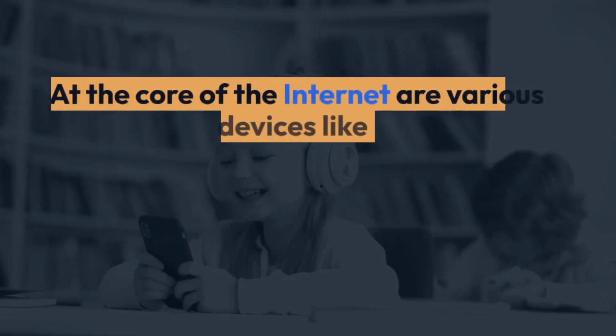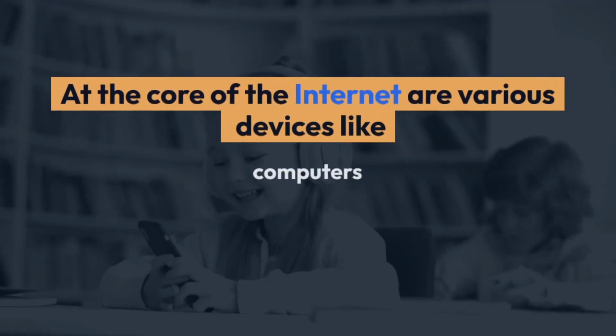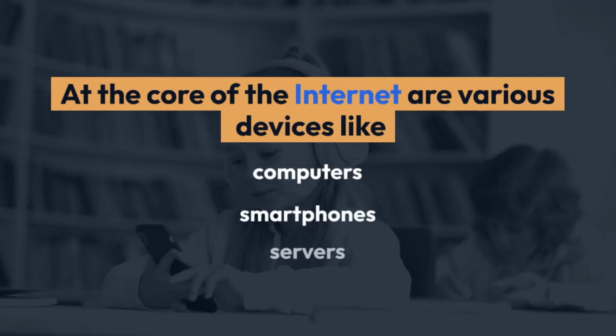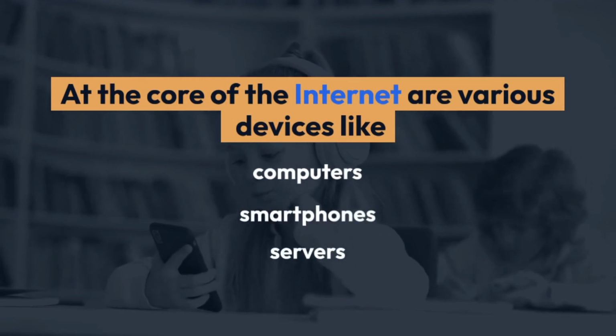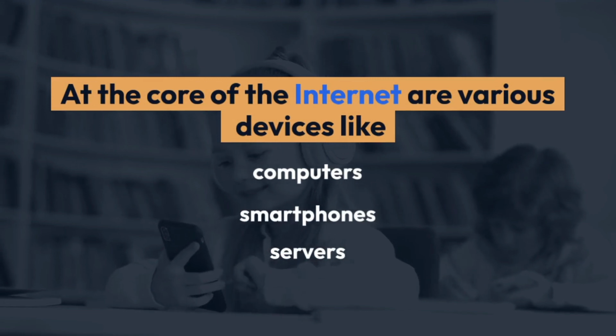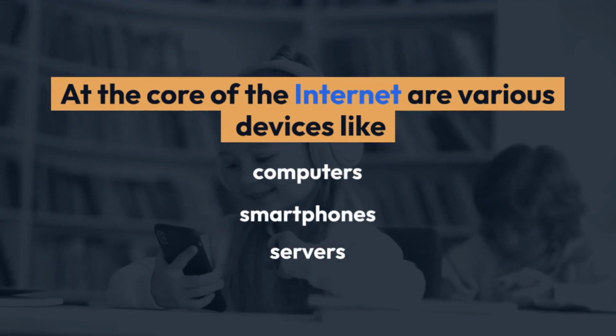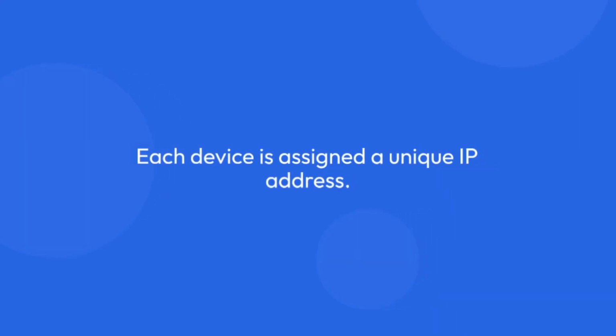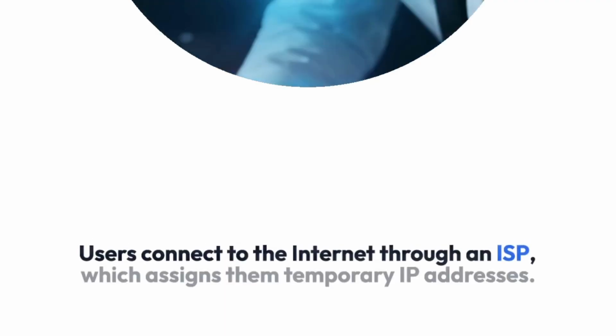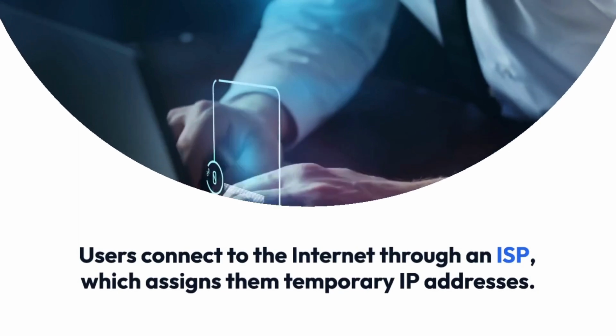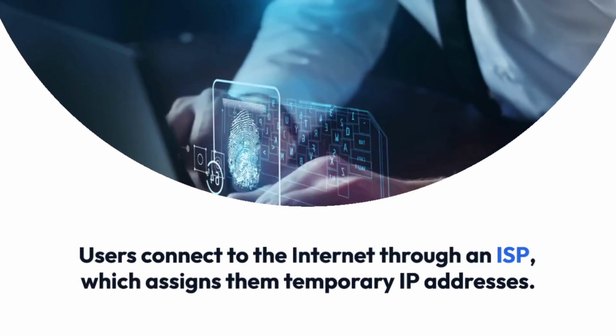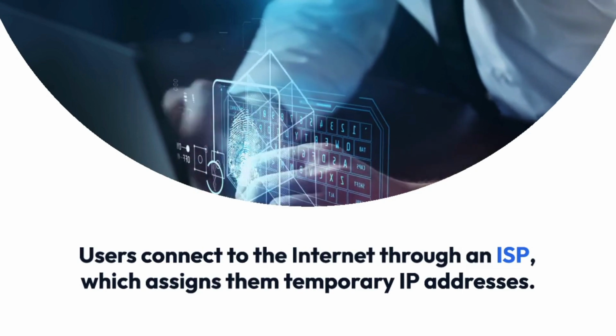First one is devices and end users. At the core of the internet are the various devices that connect to it. These devices can include computers, smartphones, tablets, servers, routers, and more. Each of these devices is assigned a unique address called an IP, Internet Protocol Address. End users like you connect to the internet through an internet service provider, which assigns you an IP address temporarily or dynamically.